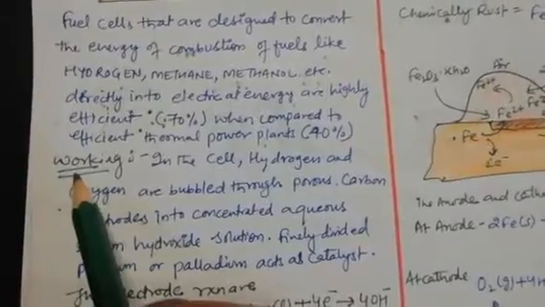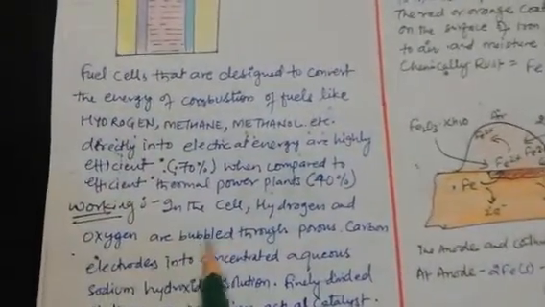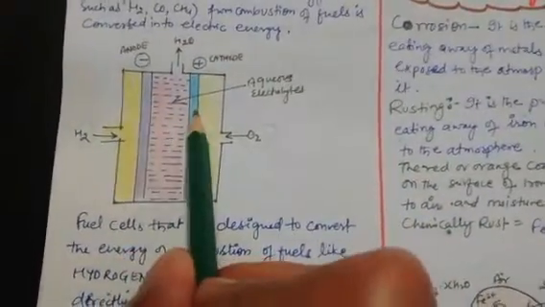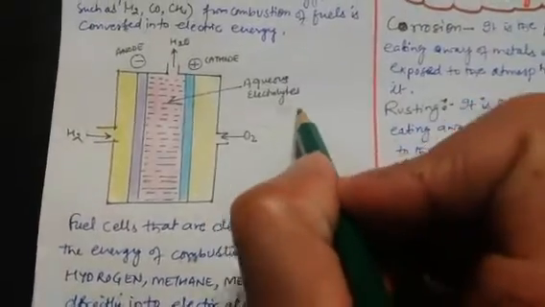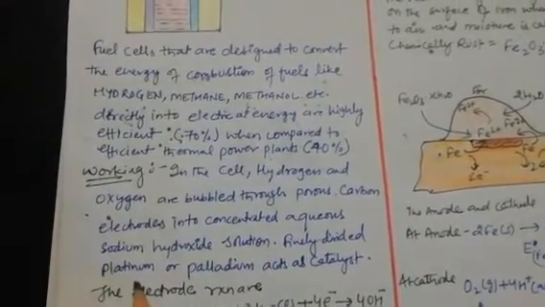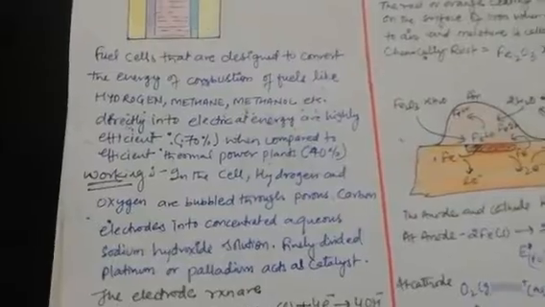So how is it working? In the cell, hydrogen and oxygen are bubbled, meaning passed through porous tubes, and a carbon electrode is placed in concentrated aqueous sodium hydroxide solution. These are two carbon rods in which sodium hydroxide is the aqueous electrolyte used, and finally platinum and palladium act as catalysts. Very simple type of cell it is.